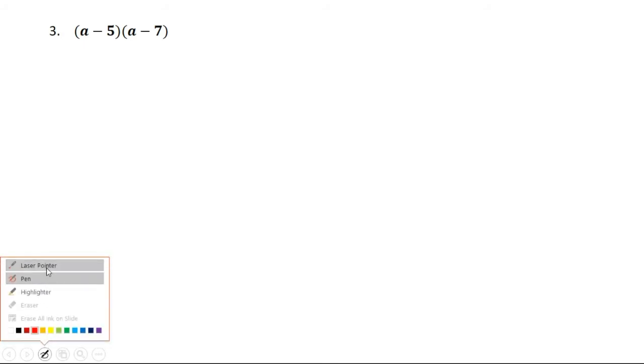Let's take the third example. We have a minus 5 in one bracket, then a minus 7 in another bracket. So as usual, we distribute what is in the first bracket over what is in the second bracket. So we are going to have a, which is the first term here, times everything in the second bracket, then minus 5, which is the second term here, times everything in the second bracket. So we are opening the brackets.